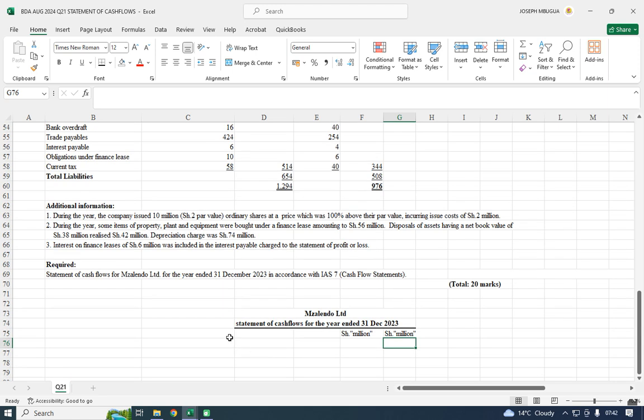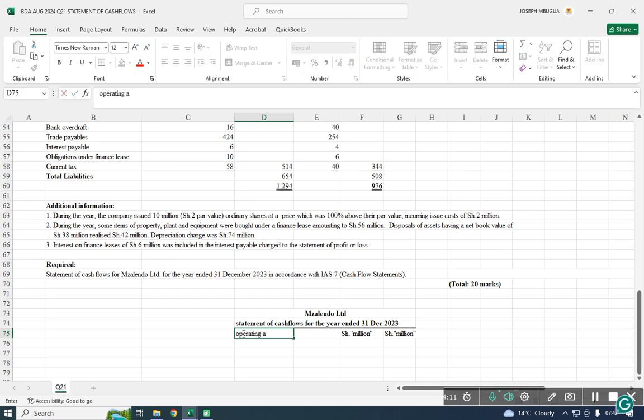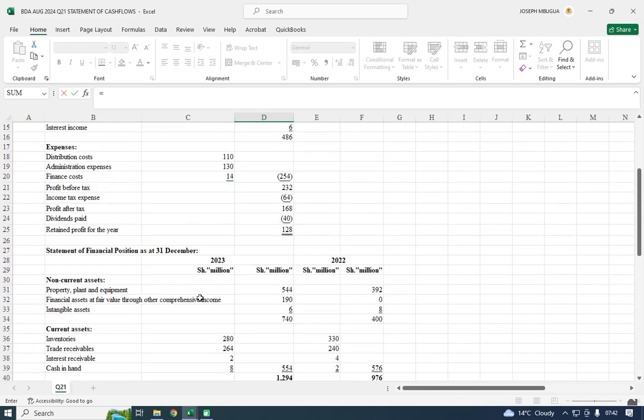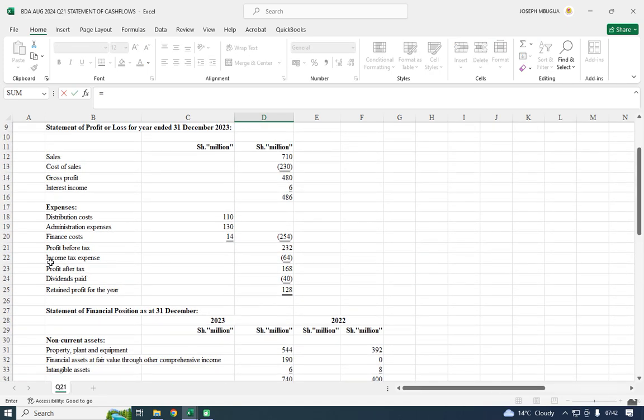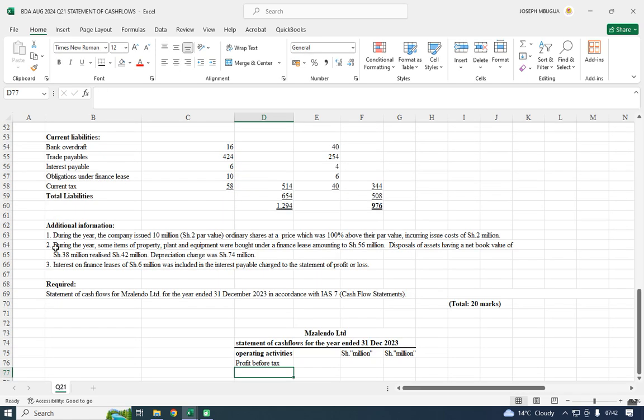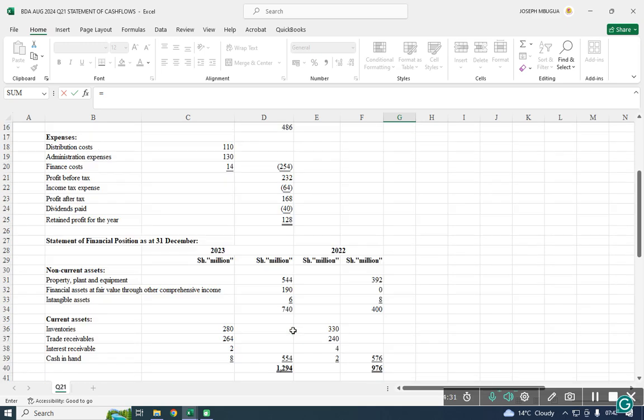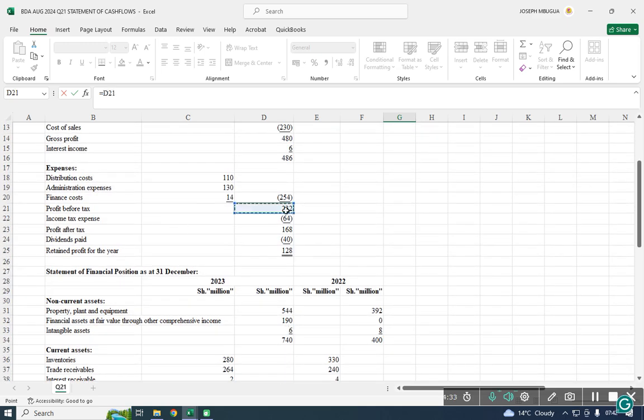And we said statement of cash flow is divided into 3 parts. And the first part is operating activities. Under the operating activities, we start with the profit before tax. That one we find in the statement of profit or loss. Here, our profit before tax, in this case, was 232.